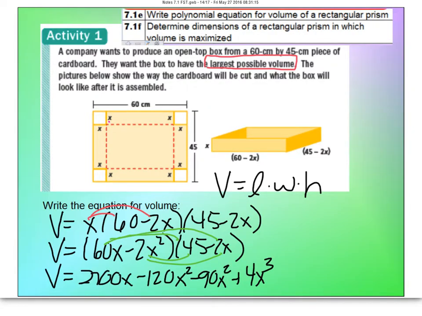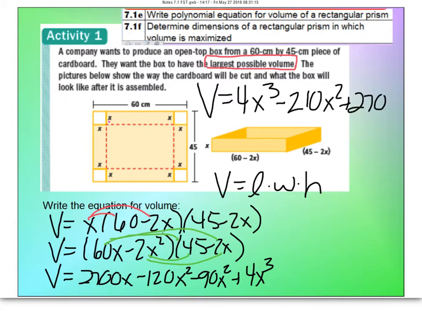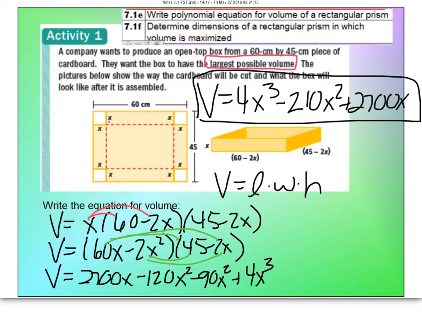Is this right here. Now in standard format, I'm going to write the final equation. So we're going to put here that the volume is equal to 4x cubed. Let's add our like terms of our x squared, so negative 200 x squared, and then plus 2700 x. So this is the volume of this rectangular prism right here.